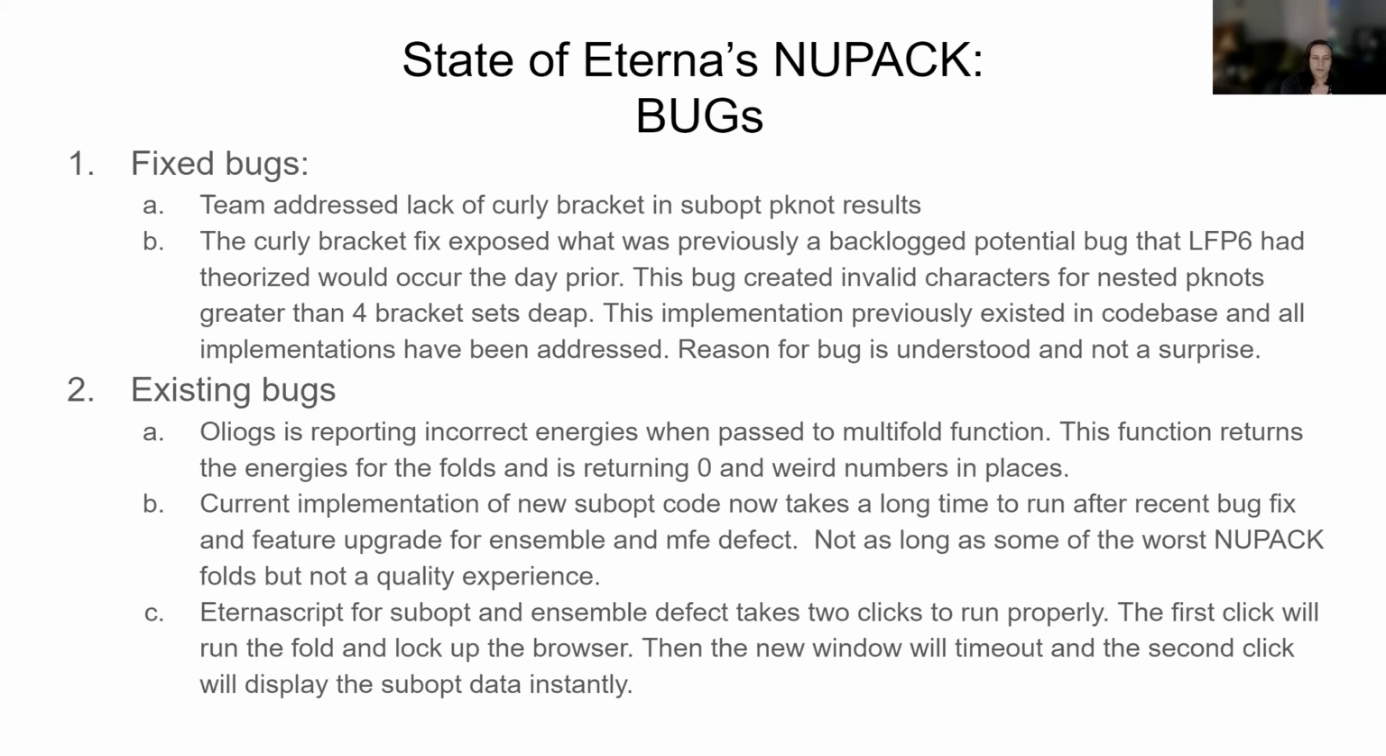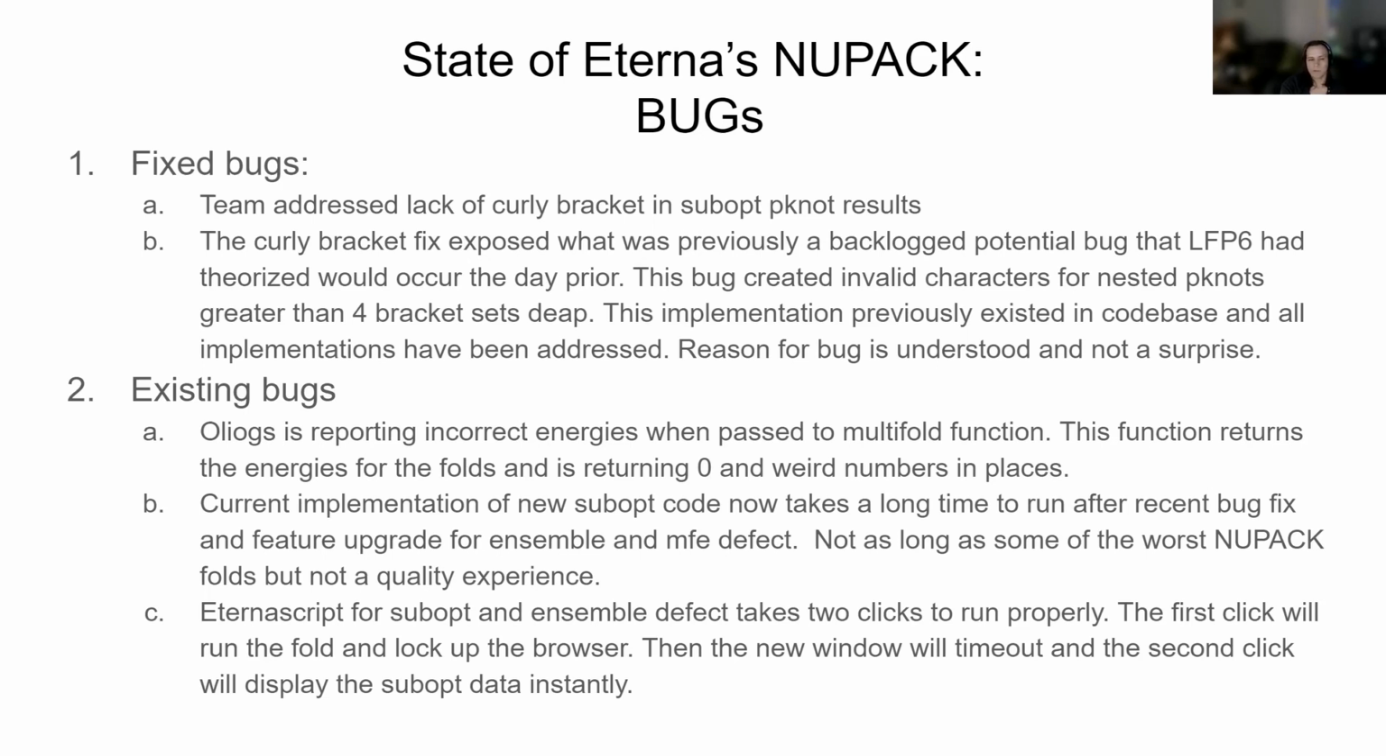After the bug fixing feature upgrade, that's where I included a sub-op and defunct and defect in the same thing, and it's just doing a lot of calculations. It might even be because of that curly bracket fix, which is very time intensive, and there might be a penalty there. So that's a bug that needs to be addressed. But if people aren't yelling about it, it's not going to get fixed very quickly.